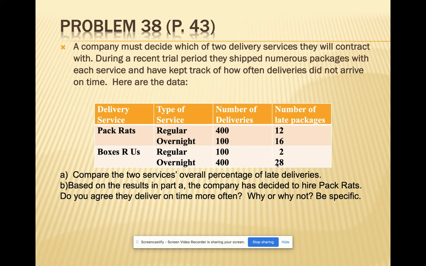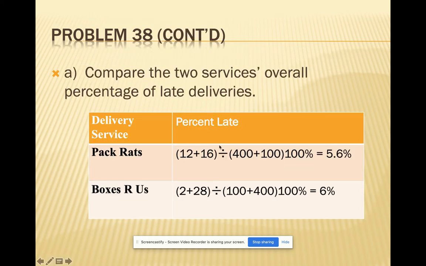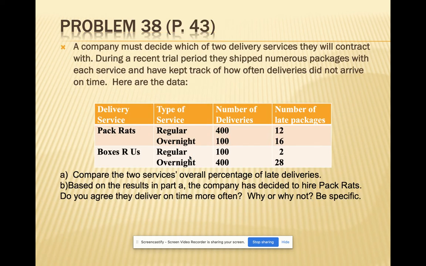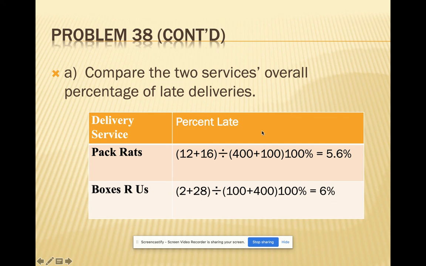So we're going to compare the two services' overall percentage of late deliveries. Okay, so we're going to add: they had 12 plus 16, divided by 400 plus 100. Okay, so they had 500 total packages, 28 total that were late, and we're going to multiply that by 100%, and we get 5.6%. Boxes R Us had a total of 500, and their two values of late packages were 2 and 28, so we get 30 over 500 times 100%, which is 6%.